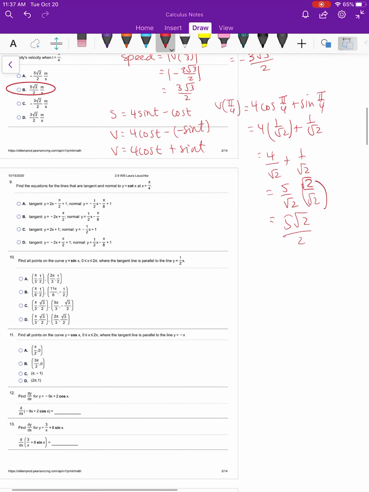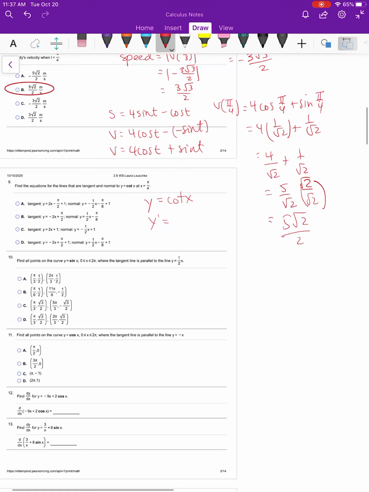Okay, number 9. Find the equation for the lines that are tangent and normal to y equals cotangent x at x equals pi over 4. So your function is y equals cotangent x. So your y prime is the derivative of cotangent, which is negative cosecant squared x. And so I want my y prime at pi over 4 to get the slope at pi over 4. So this would be negative cosecant, now be careful how I do this, cosecant of pi over 4 squared with the negative on the outside.